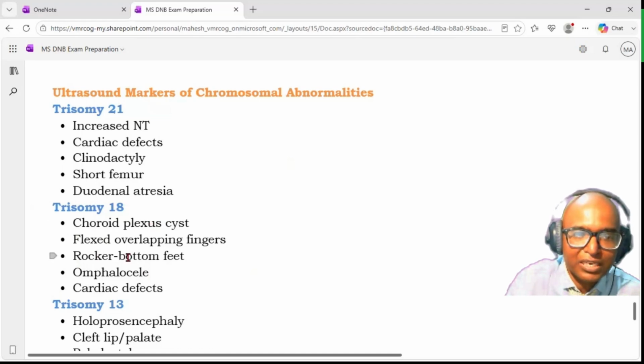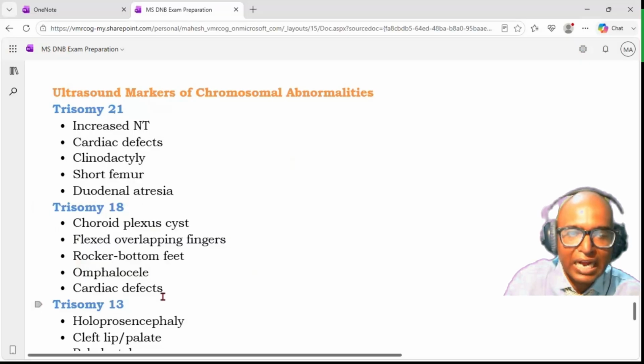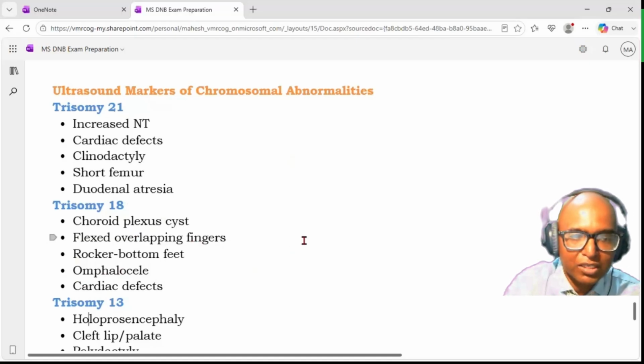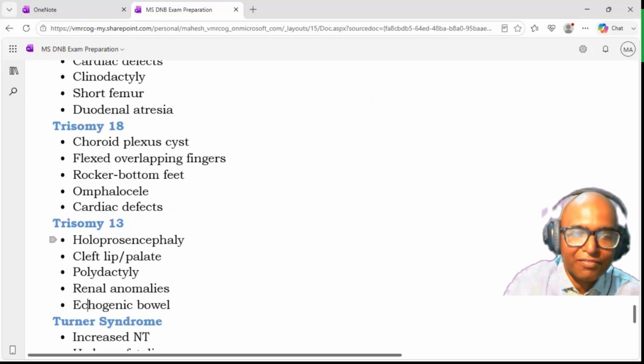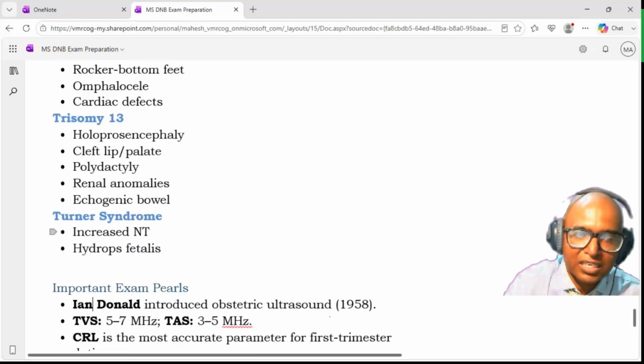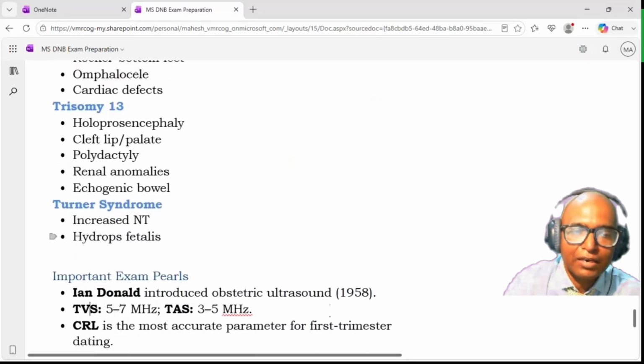Okay, there is an omphalocele. This also we have discussed. Okay, cardiac defect. So trisomy 18: choroid plexus cyst, flexed overlapping fingers, rocker bottom foot, omphalocele, etc. Trisomy 13: holoprosencephaly, cleft lip, cleft palate, polydactyly, renal anomalies, and echogenic bowel. Okay. Turner syndrome: there is increased nuchal thickness and hydrops fetalis.